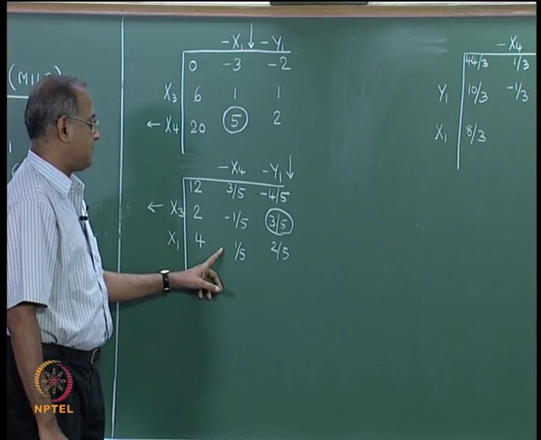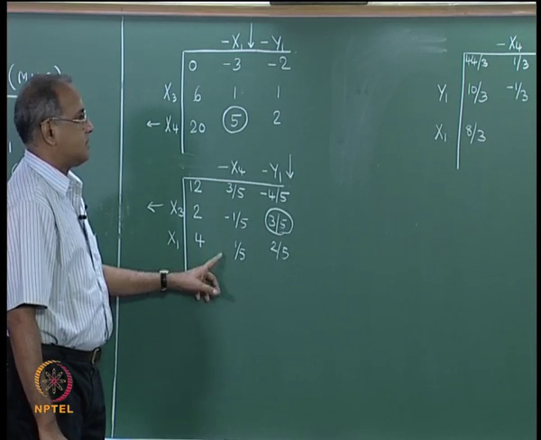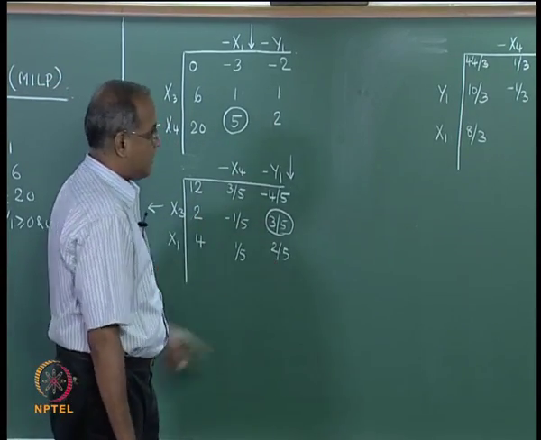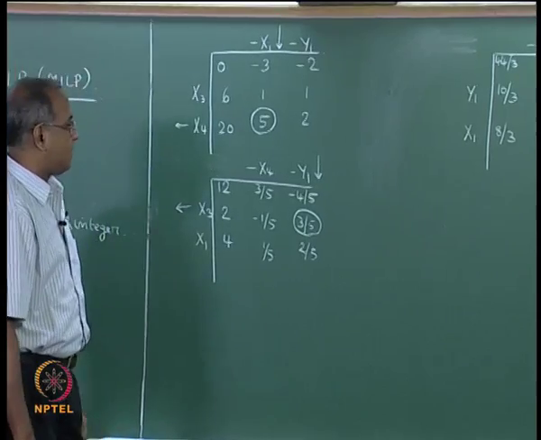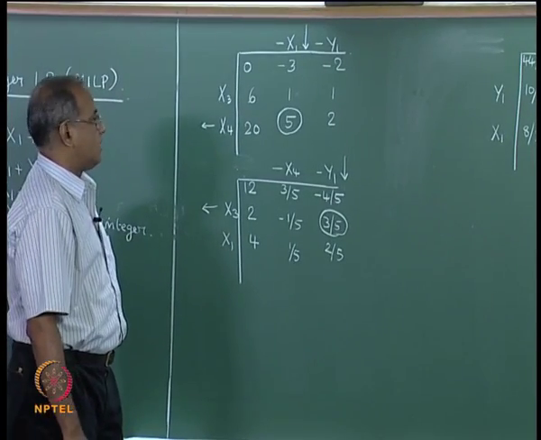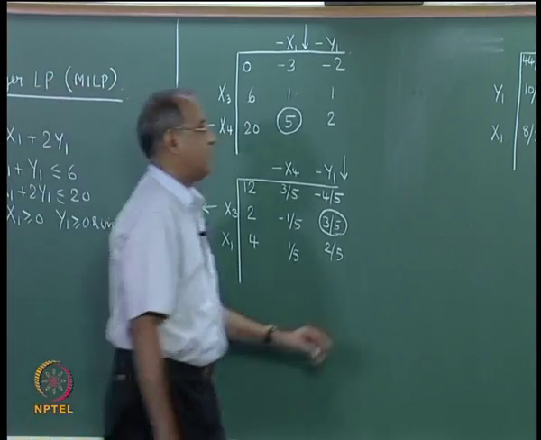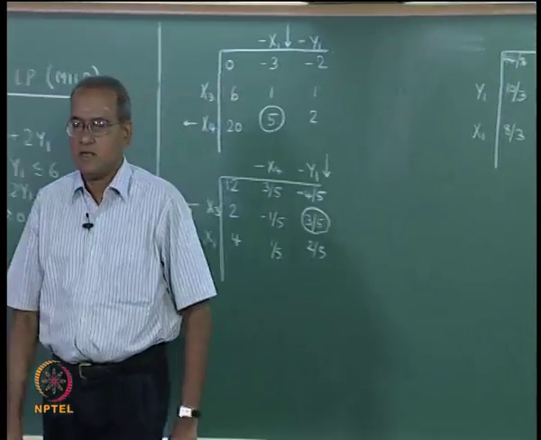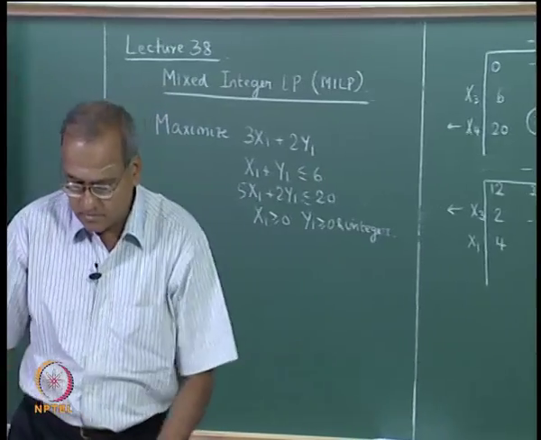1 by 5 minus 2 by 5 into minus 1 by 3. So 1 by 5 plus 2 by 15 is 5 by 15, which is 1 by 3. So this is the LP optimum.